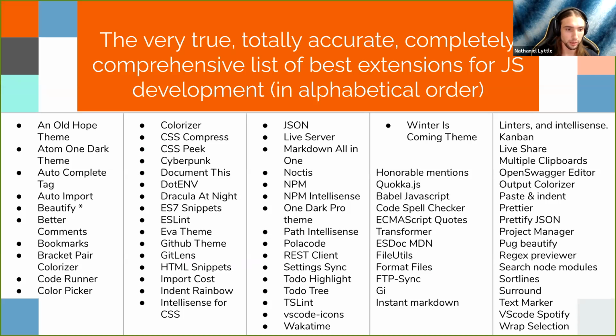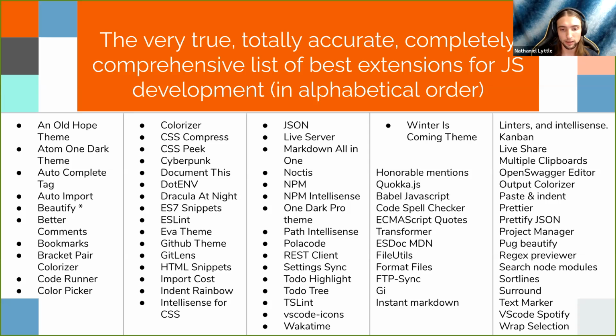So having a good theme, I've got a couple listed here, Old Hope and Atom One Dark theme. Those are both really good. There are tons of tools for finding a theme, and like I said, it's totally up to preference, so I'm not going to tell you which one is best. That's pretty easy to Google, like top 100 lists, and there are also tools for finding that stuff online.